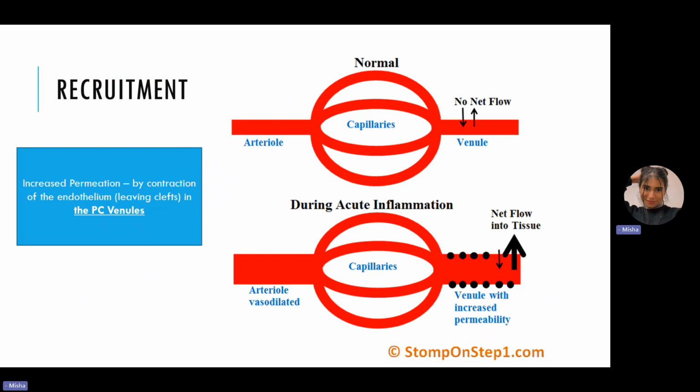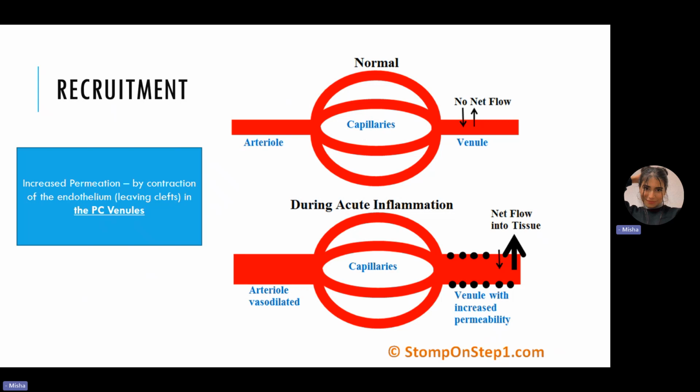And in recruitment, one very important thing that you need to learn is that we are talking about vascular changes over here. Even though there are also cellular changes, first let's talk about the vascular changes. First of all, we'll have vasodilation, relaxation of the arterioles. Now, this can be due to histamine, bradykinin, prostaglandins, nitric oxide, and increased permeation.